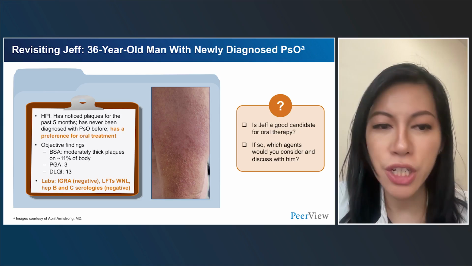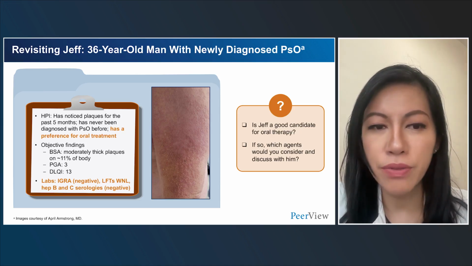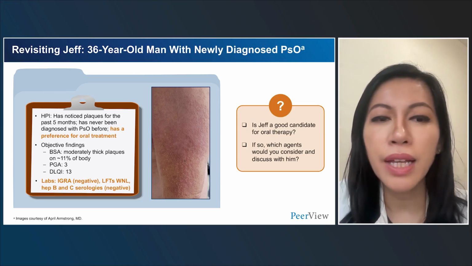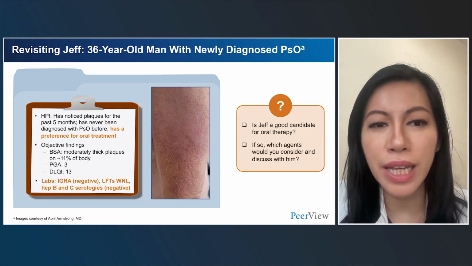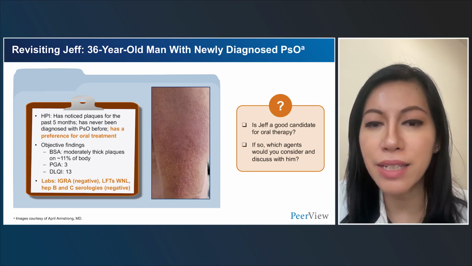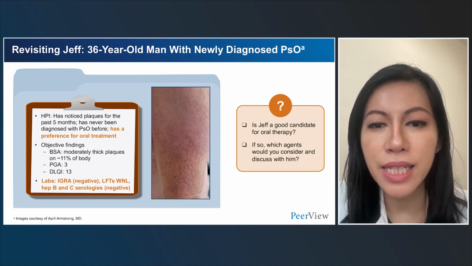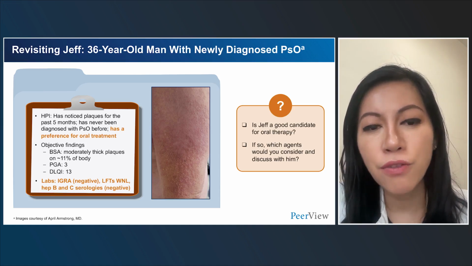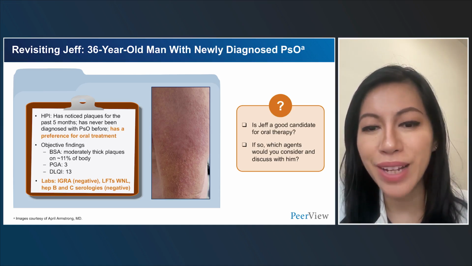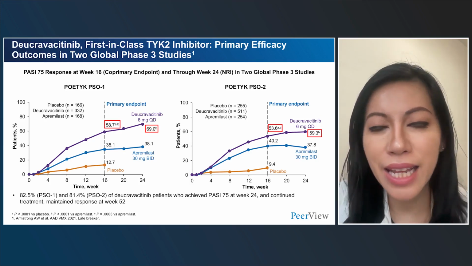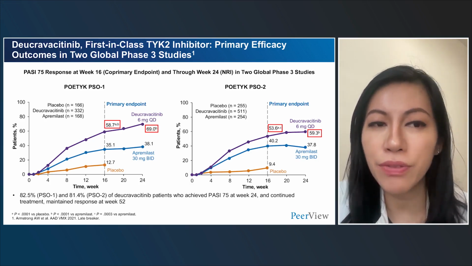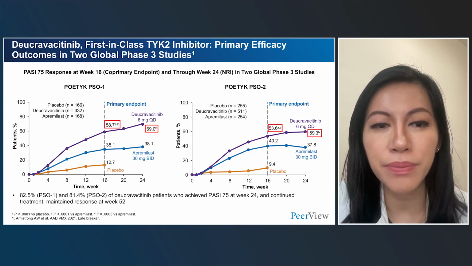So when I look at Jeff, more moderate in terms of the patient presentation, and also having 11% body surface area, so more on the moderate end of the moderate to severe disease spectrum, I would say that Jeff would be a very good candidate for oral therapy. And let's take a look at the clinical data for deucravacitinib and see if Jeff is a good candidate for deucravacitinib.